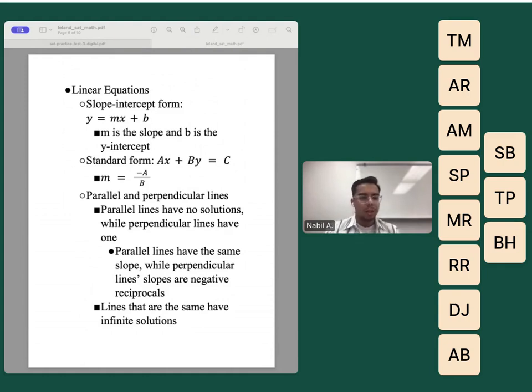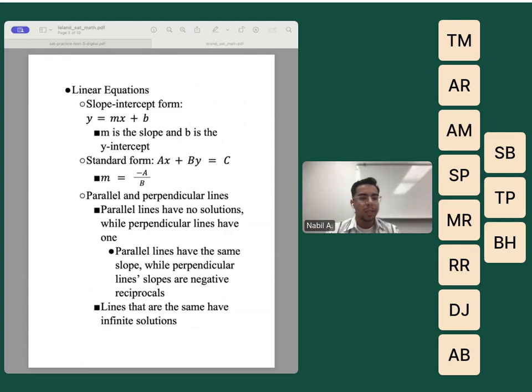Another way to express our linear equations is in standard form: Ax plus By is equal to C. This is just another way to rewrite our linear equations. The SAT really likes to test this concept. And one thing we need to know whenever we're given standard form is that we can derive our slope, or our m, by doing negative A over B. So that's one way we could derive the slope from the standard form.